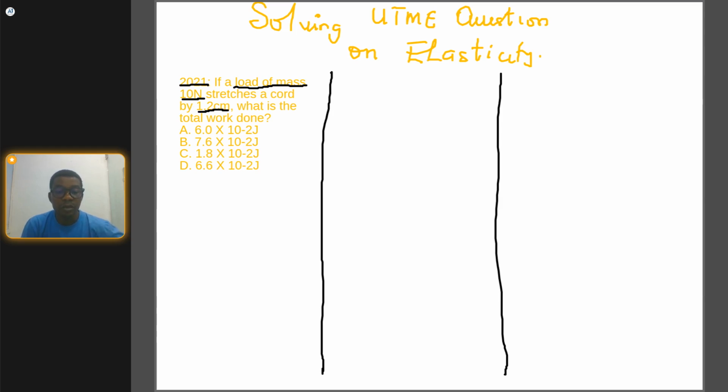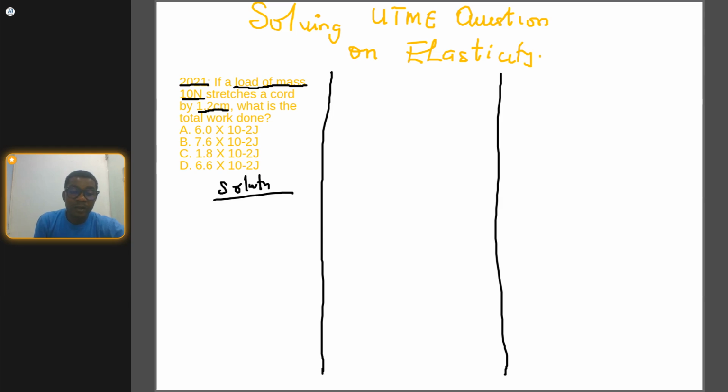What is the total work done? Now, we're going to solve this question, but I want to give you a hint. And what is the hint? It is that you always write out the parameters you have in the question. That will help you to know the appropriate and accurate formula to use.